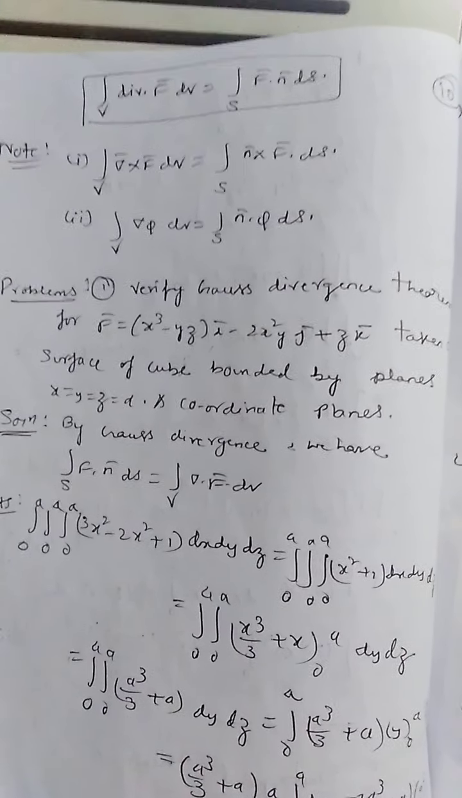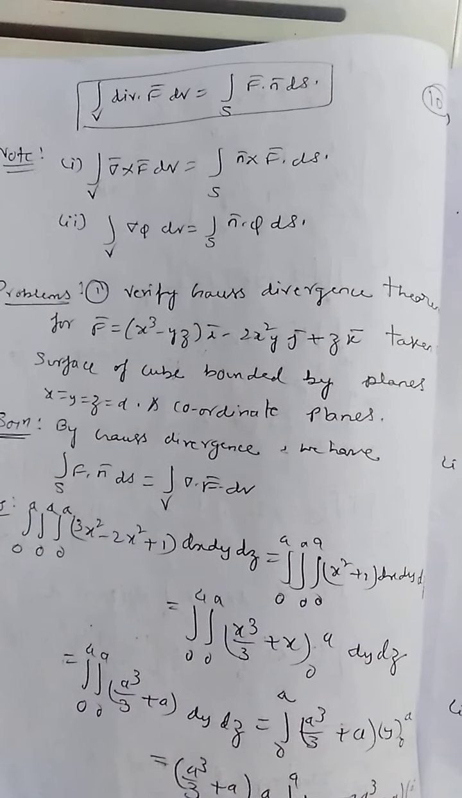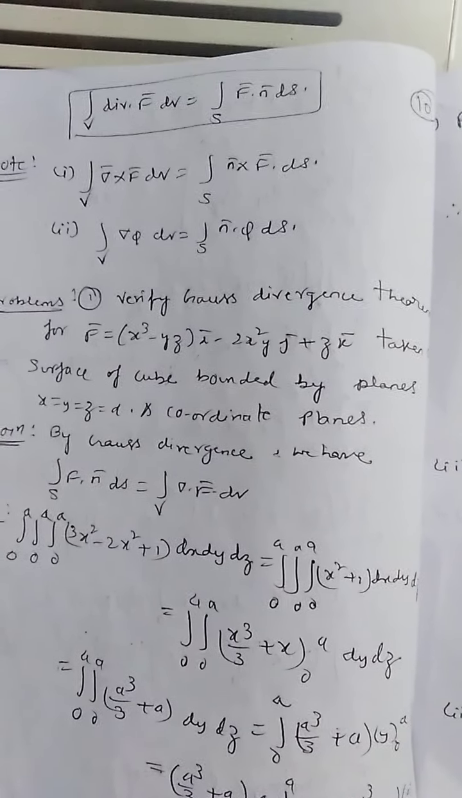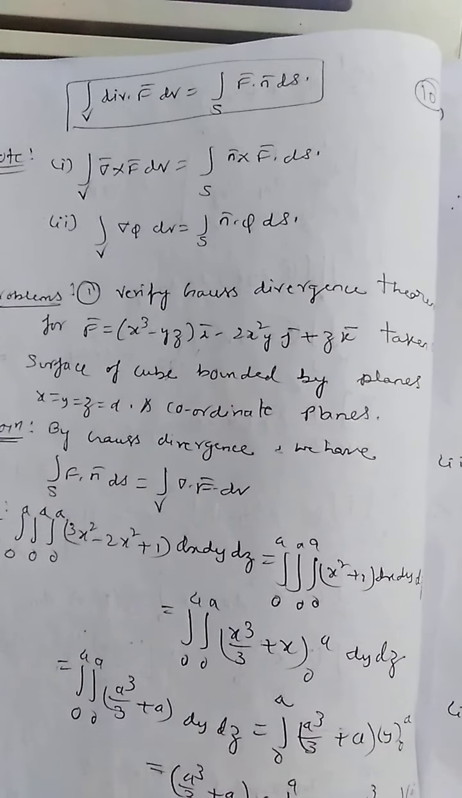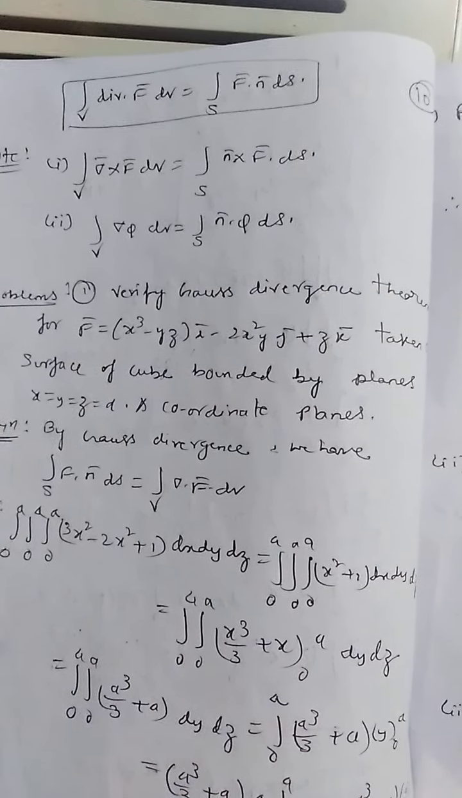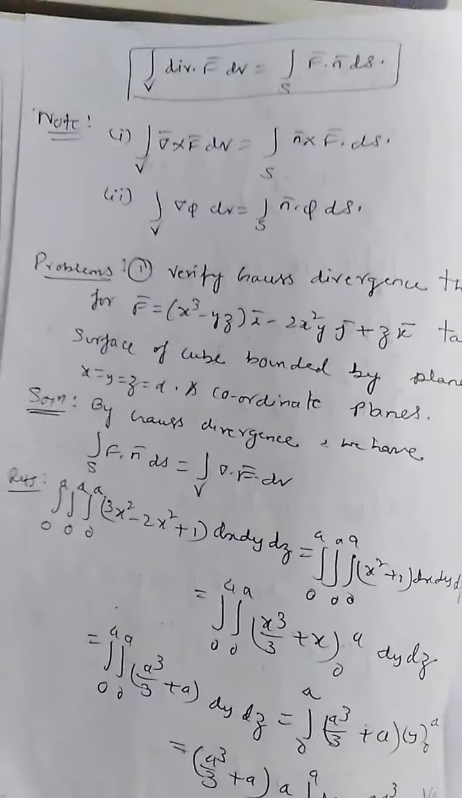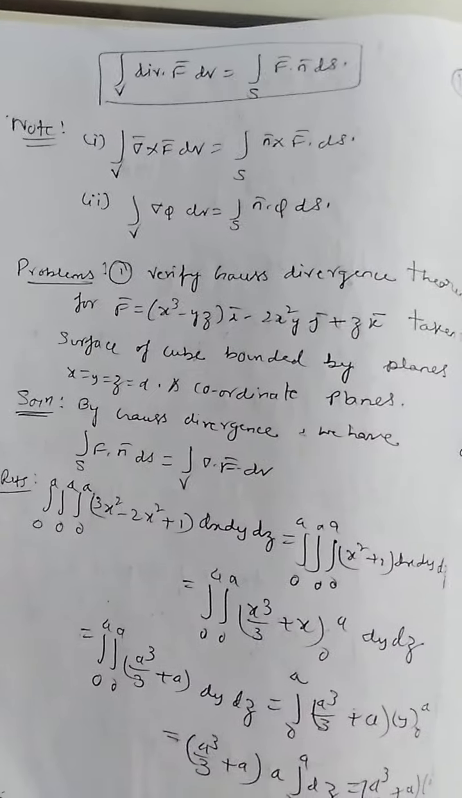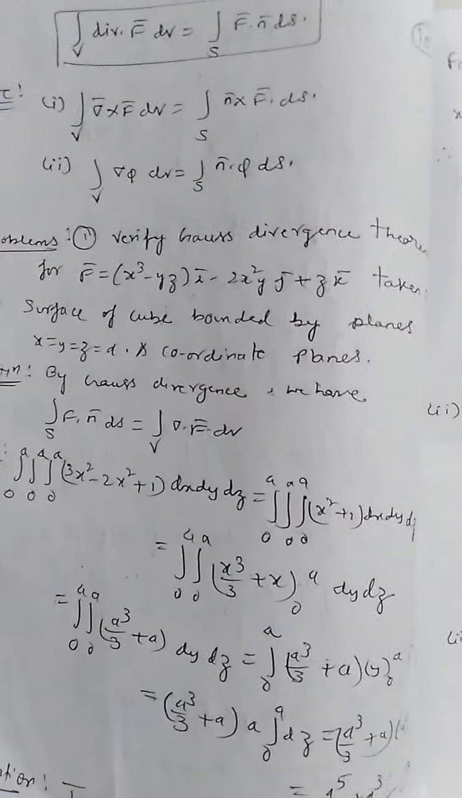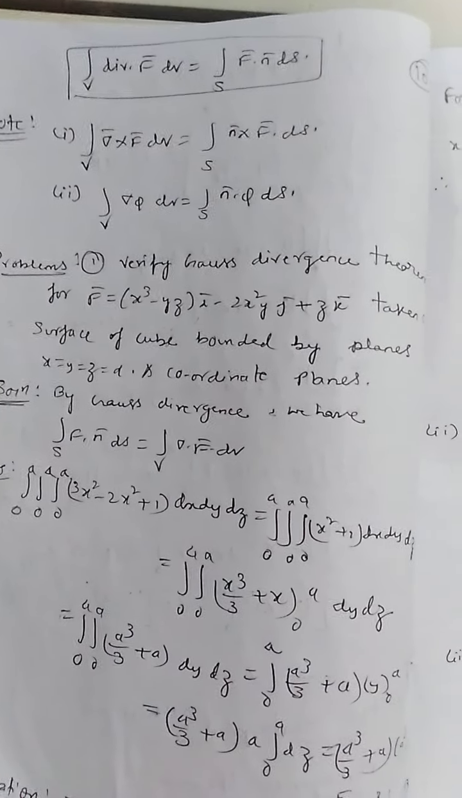is equal to the integral over the surface S of f bar dot n bar into dS. Here divergence is nothing but del, which is i bar ∂/∂x plus j bar ∂/∂y plus k bar ∂/∂z, applied to f bar, a vector point function. n bar is the unit normal vector. So we have to prove this: LHS should be equal to RHS.